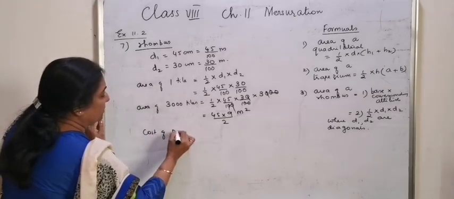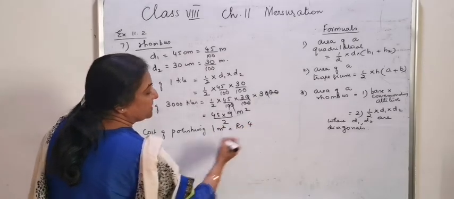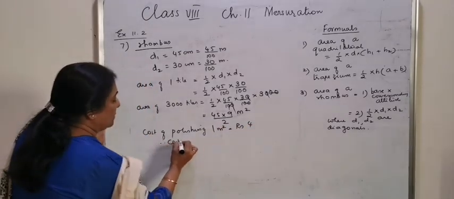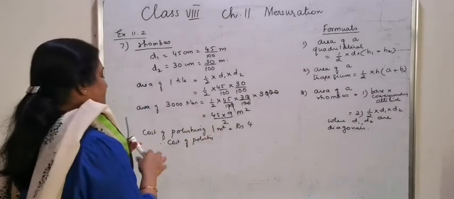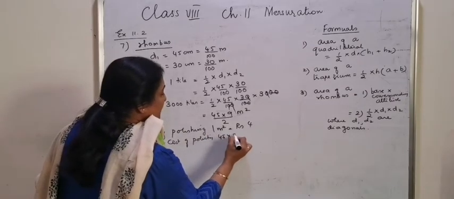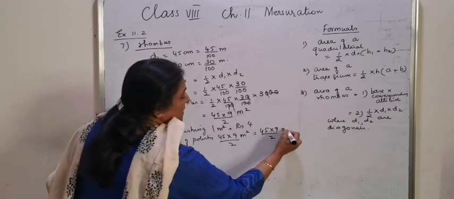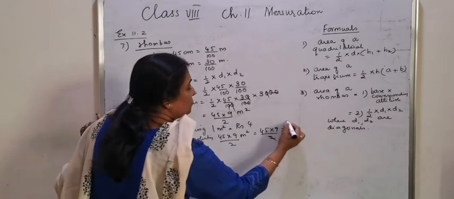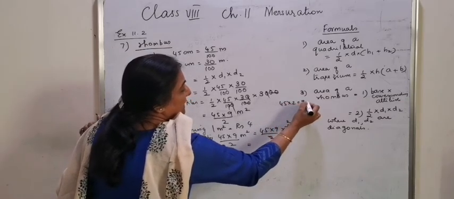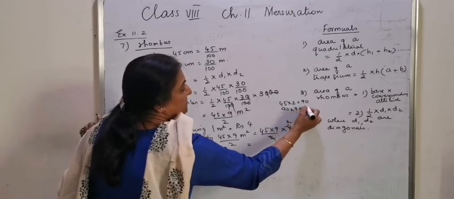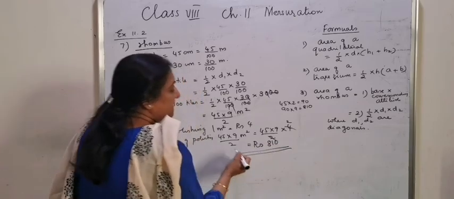Cost of polishing 1 meter square is equal to rupees 4. Therefore, cost of polishing 45 into 9 by 2 meter square is equal to 45 into 9 by 2 into 4. We can cancel this 2, which is equal to 45 into 2 is 90. 90 into 9 is 810. The total cost is rupees 810.